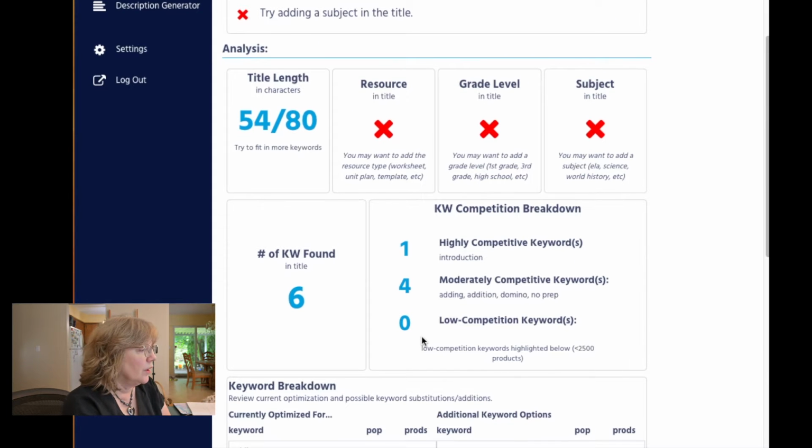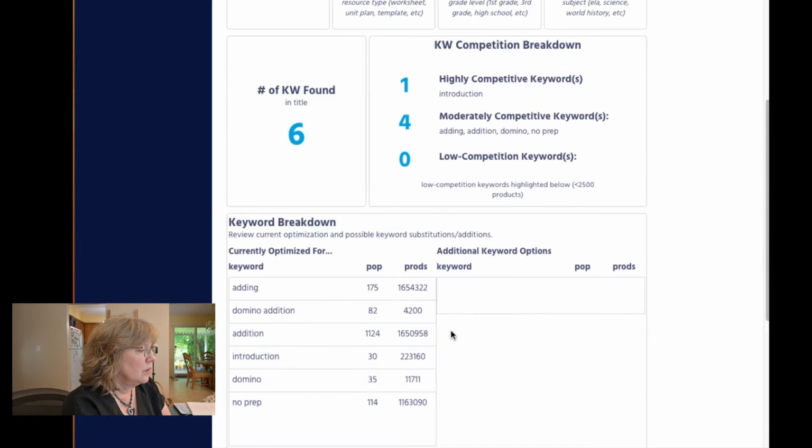And then I have 4: adding, addition, domino, and no prep. Adding, again, over 1 million. That's tough. Addition, over 1 million. No prep, over 1 million. So my chances of getting ranked for any of those 3 keywords is slim to none. But Domino is not bad. It's only at 11,000. Domino Edition is at 4,200, which is why I used that one in the first place. So I have a couple, but I have nothing for low competition.